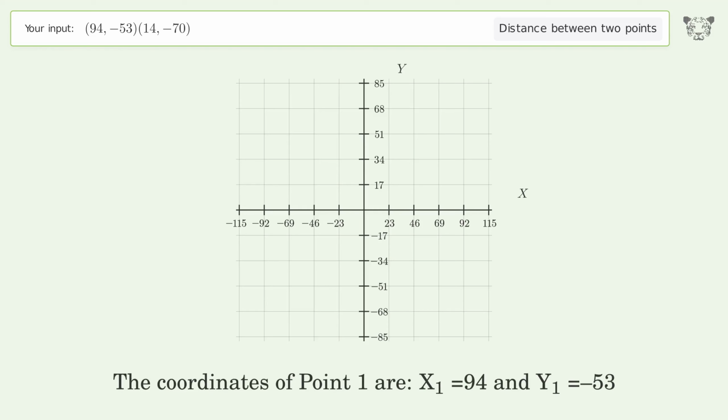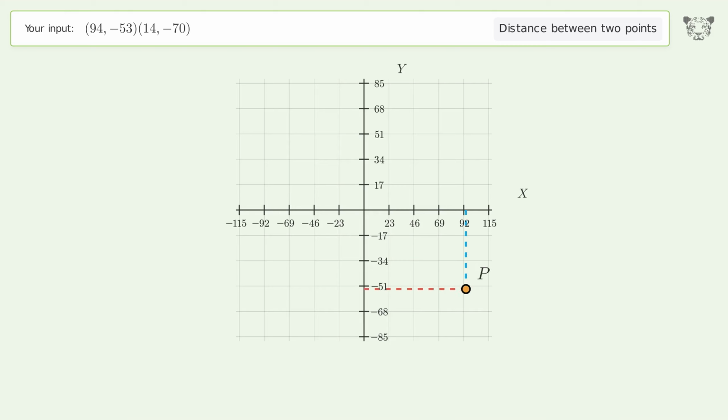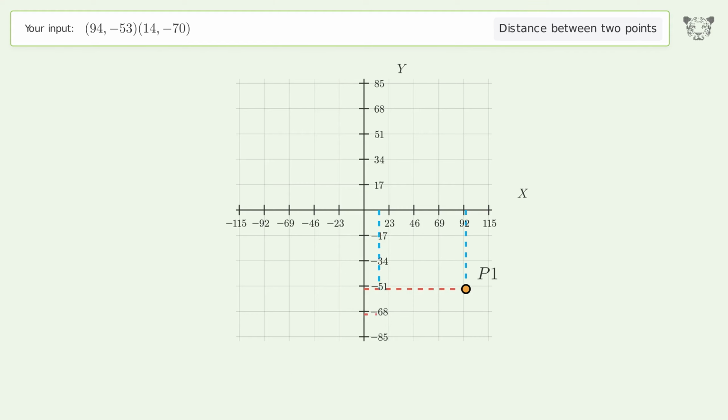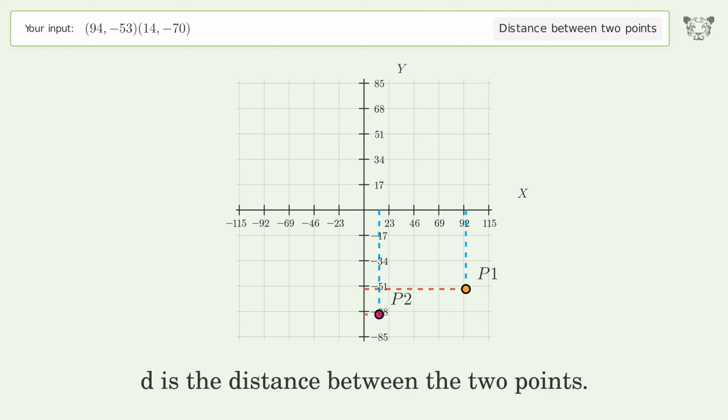The coordinates of point 1 are x1 equals 94 and y1 equals negative 53. The coordinates of point 2 are x2 equals 14 and y2 equals negative 70. D is the distance between the 2 points.